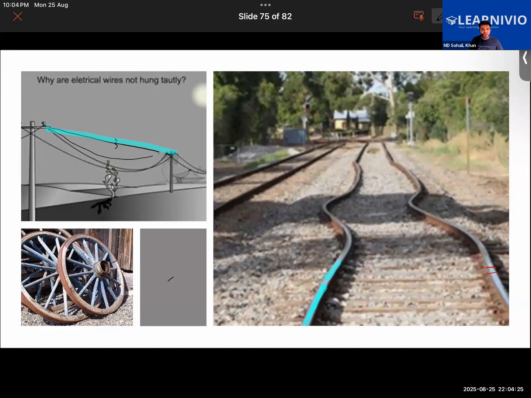Exactly. Then we have the example of railway tracks also. You will find that gaps are left between the railway tracks on purpose, to allow the expansion in the hot weather. Okay, that's the thing.